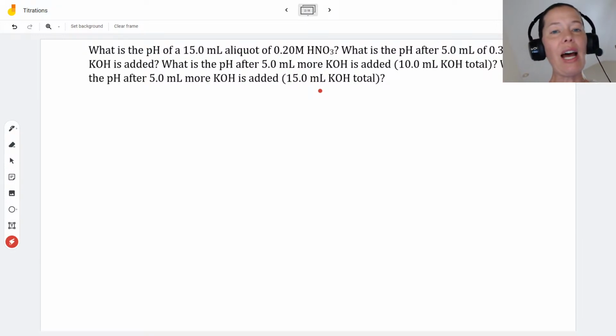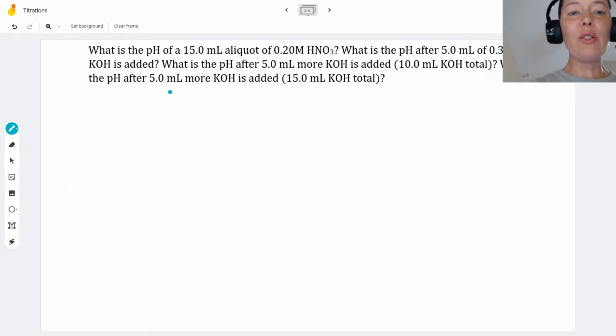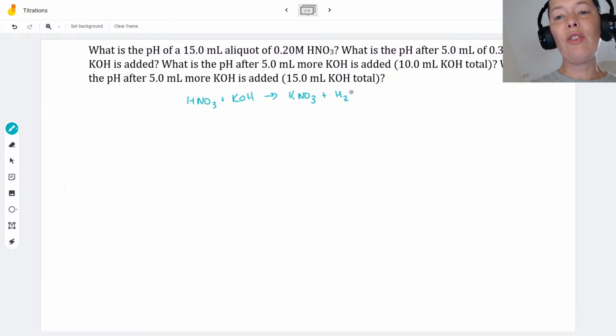So the first thing that I want to do is get the chemical equation for the reaction that's happening here. So let's get our pen up. What we've got is a strong acid plus a strong base. And when you have neutralization reactions of especially the Bronsted-Lowry acids and bases, you have an acid reacting with a base, and you're going to form a salt and water. So our salt here is potassium nitrate, and of course water is just H2O.